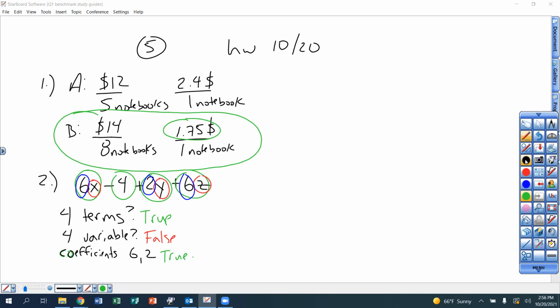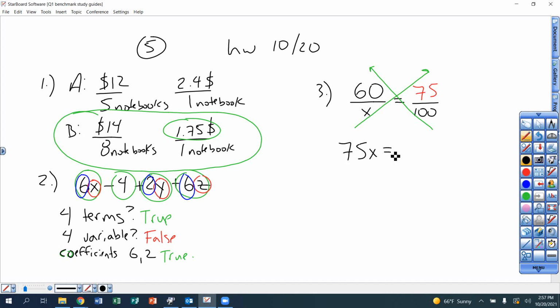Number 3 is a ratio problem. If you take 60 of what number, remember that's always 60 over some unknown number, equals that percent number given, always over 100. To do a problem like this, crisscross multiply. Don't multiply straight across. 75 times x, that gives me 75x. Put an equal between them. 60 times 100 gives me 6,000.